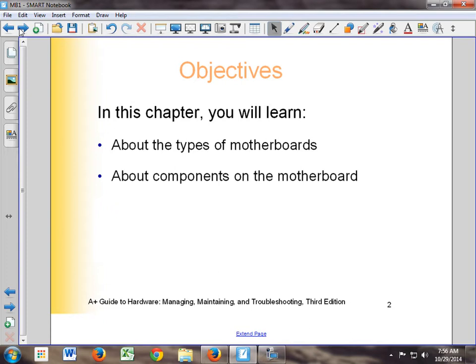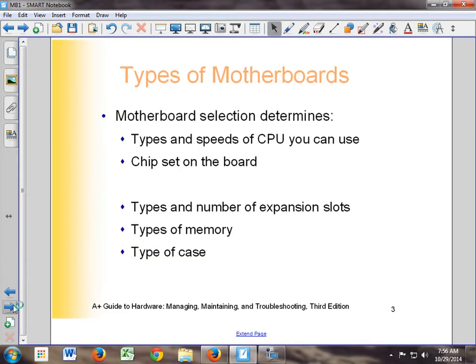And we're going to look at some ATX cases here and pull them out and pull out some motherboards here in a little bit, hopefully today if we get time. So we want to understand the different types of motherboards and all the components that are on the motherboard by the unit, okay? When we select a motherboard, it determines the CPU that we put in there.